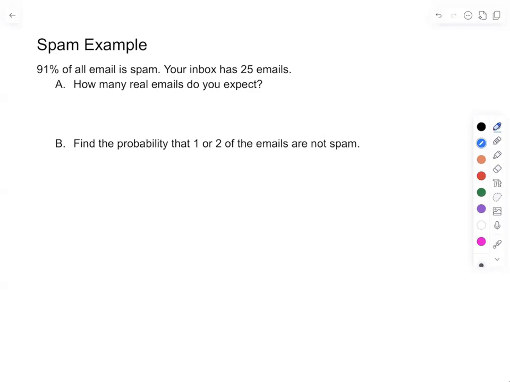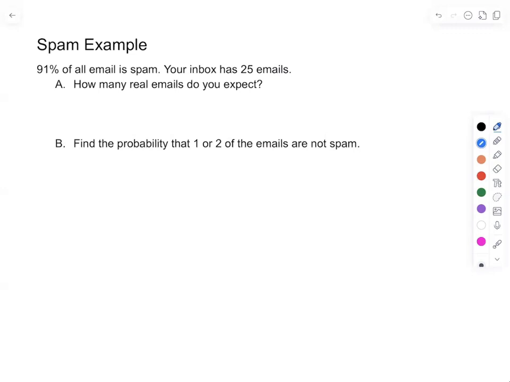I'm going to do one more example, but I want to talk about one extra feature that's nice when we have binomial models that we haven't talked about yet. So, terrifyingly, 91% of all email is spam. Your inbox has 25 emails. Find the mean, standard deviation, and the probability that one or two of the emails are not spam.